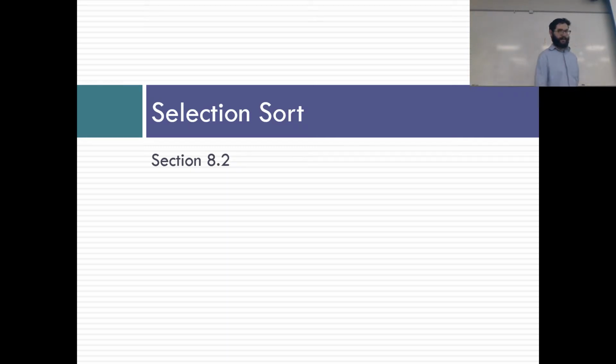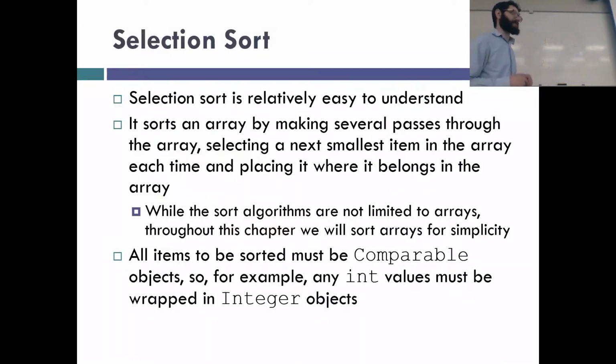I guess it's terrible, except it's quadratic only in one measurement. It's actually linear in another measurement, and we'll get into that. So selection sort, though, we start with it because it's really easy to understand. Suppose you have a pile of paper.